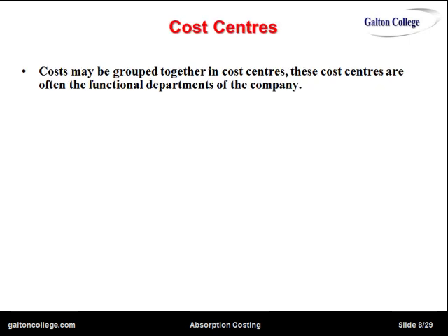Now cost centers. Well, costs may be grouped together in cost centers. These cost centers are often the functional departments of the company. So a cost center could be just a department, or it could be some arrangement between departments to pay for a certain element of production. That becomes the cost center. But generally speaking, cost centers tend to be based on departments. So the department within a business is the cost center, generally speaking.